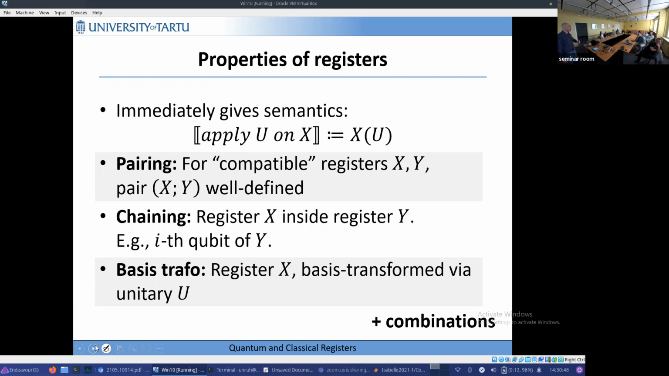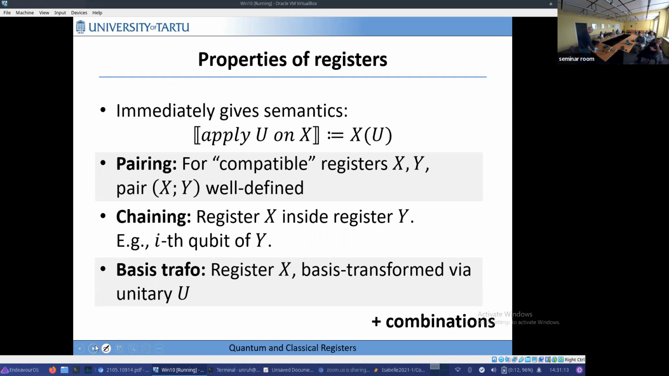But additionally, I want them to behave nicely, because I said I want to do all kinds of operations with them. The first thing is they make it very easy to define semantics, for example, of languages. For example, if I give the semantics of applying U on a register X, the semantics is just X applied to U.